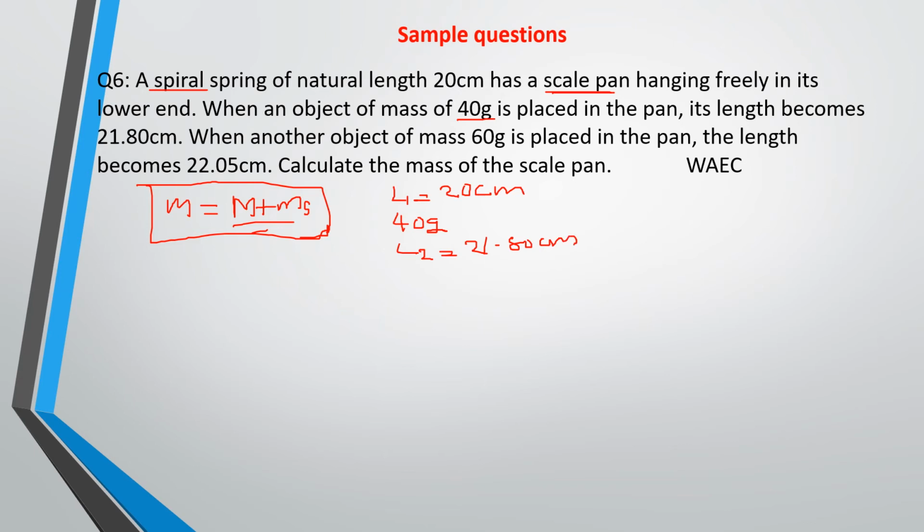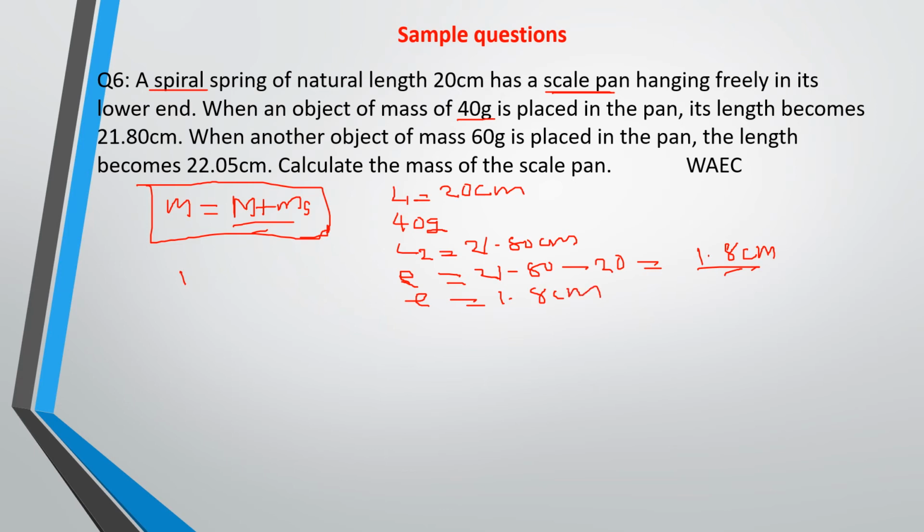Okay, so for this first instance, the extension in this case is equal to 21.80 minus 20 centimeters. If you work this out, it will give you 1.8 centimeters. This is the extension, right? So extension in the first instance is equal to 1.8 centimeters.